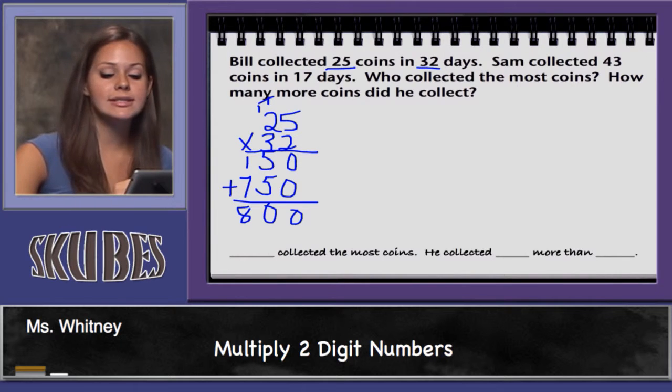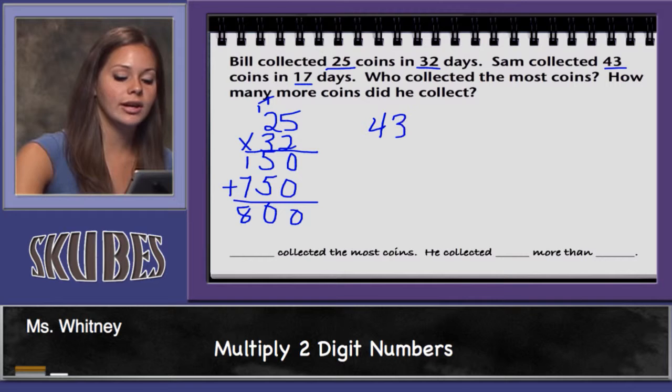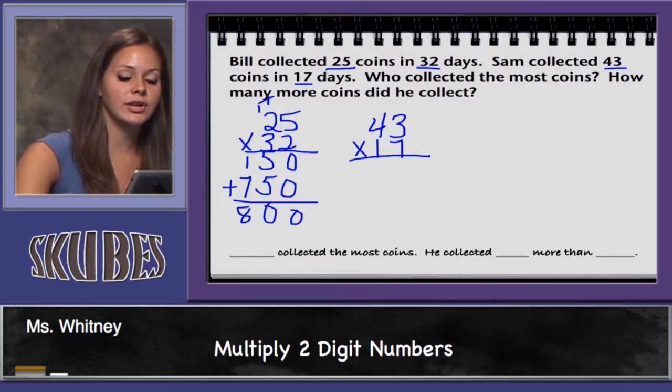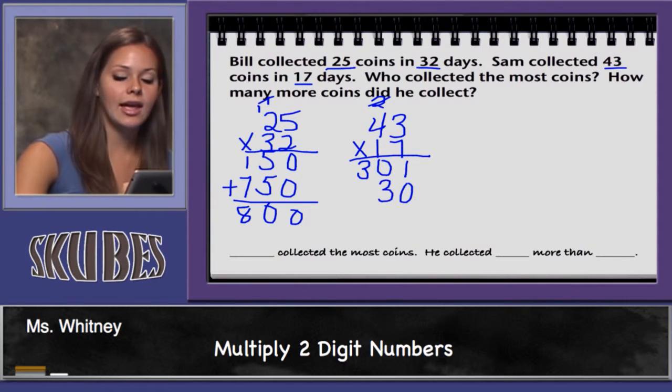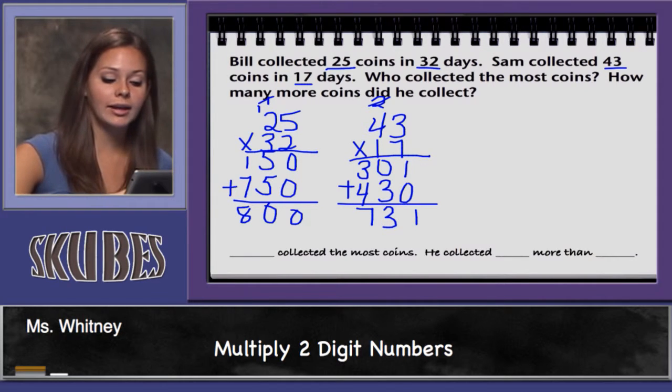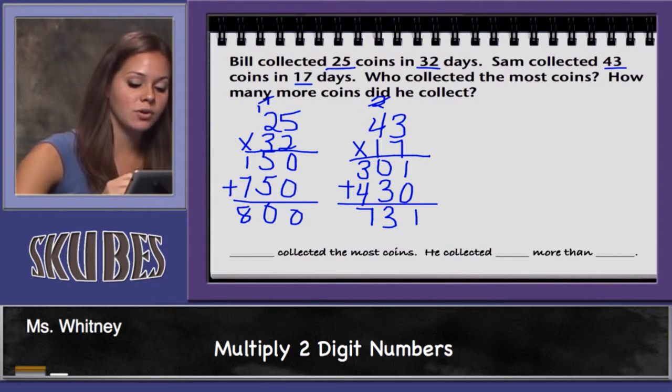Now I'll determine how many coins Sam collected. He collected 43 coins in 17 days. So I'll multiply 43 times 17. 7 times 3 is 21. 7 times 4 is 28 plus 2, which is 30. Cross out my 2, write my 0. 1 times 3 is 3, and 1 times 4 is 4. Now I'll add to get 731. So Bill collected the most coins.